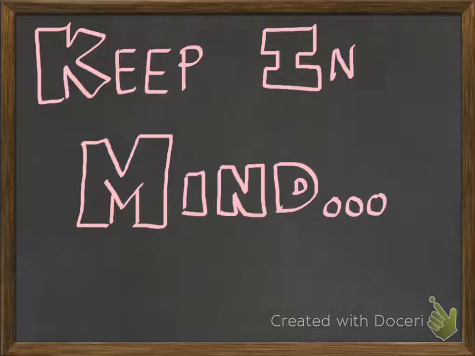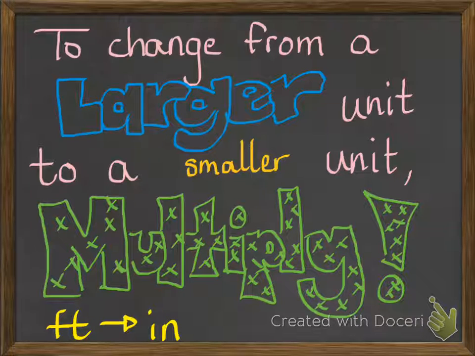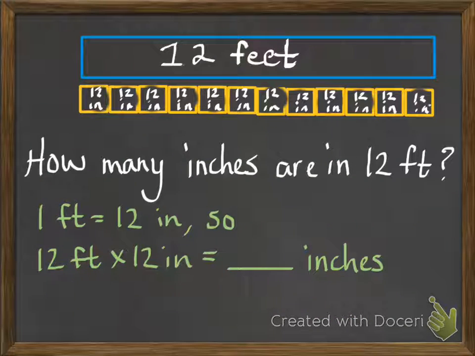Okay, some things to keep in mind. When we change from a larger unit to a smaller unit, we're going to use multiplication. So if you change from a larger unit, like a foot, to a smaller unit, like inches, we're going to be multiplying in order to do that. Let me show you how. So for example, if I have 12 feet, and I want to find out how many inches are in 12 feet, I'm going to use multiplication.